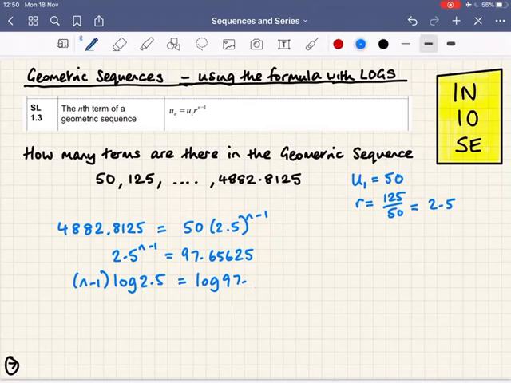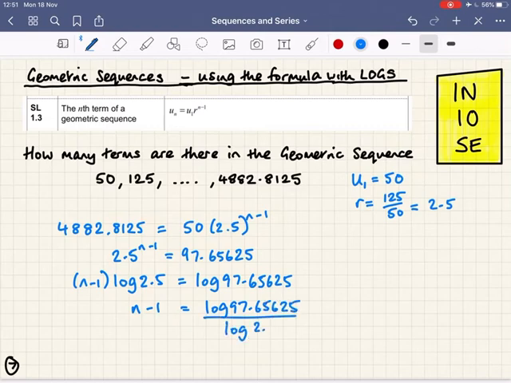Log 97.65625. And that means n minus 1 must be log of 97.65625 divided by log 2.5, which is equal to 5. But that's the solution for n minus 1, therefore n must equal 6. Of course, you could have solved that log equation by setting n minus 1 equals log to base 2.5 of 97.65625, etc. It's just nicer to keep things in base 10.